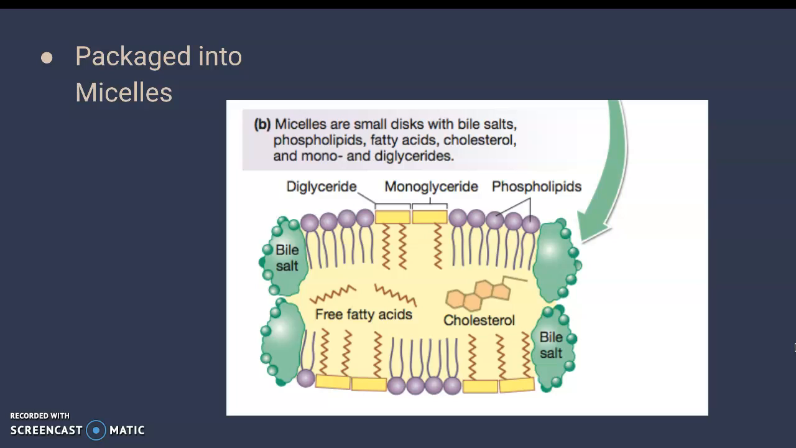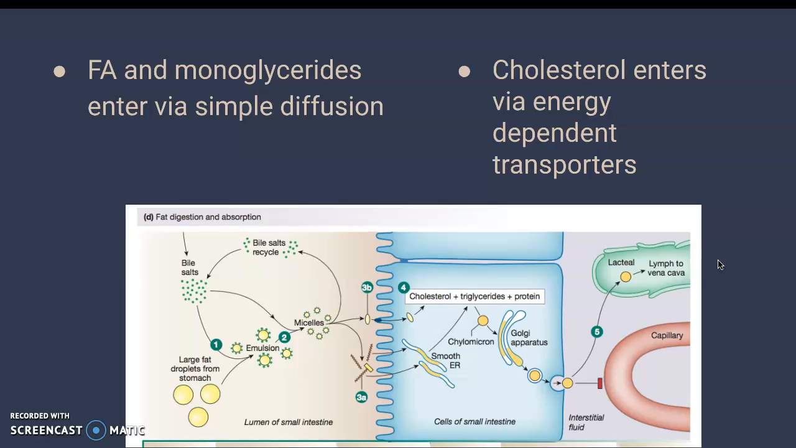The micelles then enter the aqueous layer of the brush border. So you can see here a visualization of the micelles. You have bile salts, phospholipids, fatty acids, cholesterol, and mono and diglycerides. This moves the fat portions all together towards the brush border to be absorbed. So once we get to the brush border, you can see here a good visualization of the broken down fat droplets moving to the brush border here.